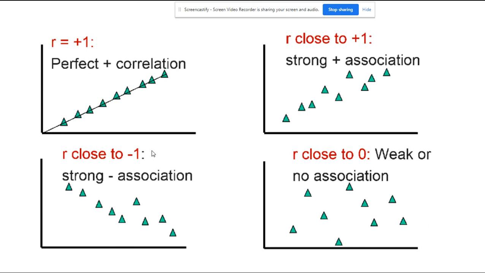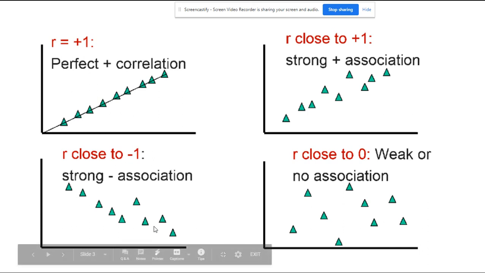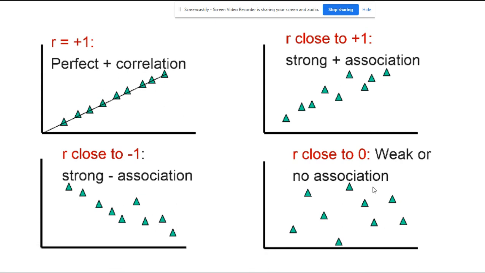Then the reason why this turned negative is because now we have a negative correlation going down. It is a strong correlation, but again, I would not be able to hit all the points. So this is still a strong correlation. It's just not a perfect one like that first top left example. The other part is close to 0, or it's weak, or there's no association. So the closer the r value is to 0, the weaker the correlation. The closer to positive 1 and negative 1, the stronger the correlation.